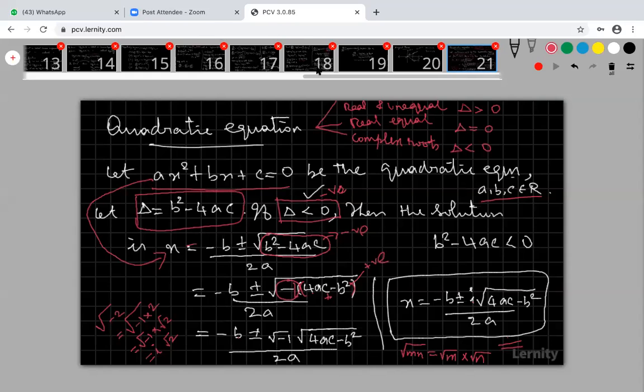Are you okay, Aishwarya? Any other doubt? Root of minus 1 becomes i. That is an important one. That is the first case.